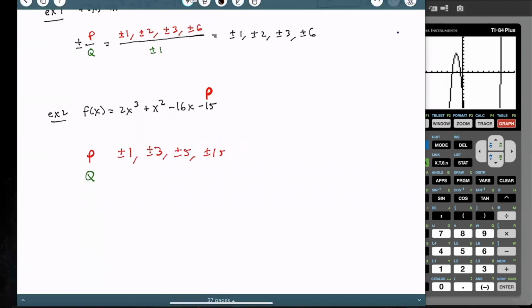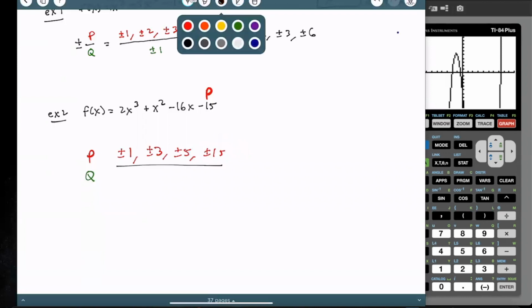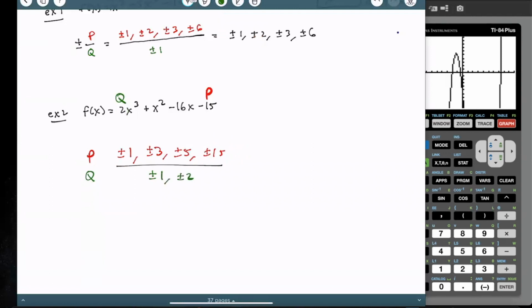So I recommend you do the same as well. And then if I look at my leading coefficient, it isn't 1 here, it's actually 2. So the factors of that will be 1 and 2. Okay, so if I list these out, I have 2 things, so I have to divide everything by the 1 and divide everything by the 2.